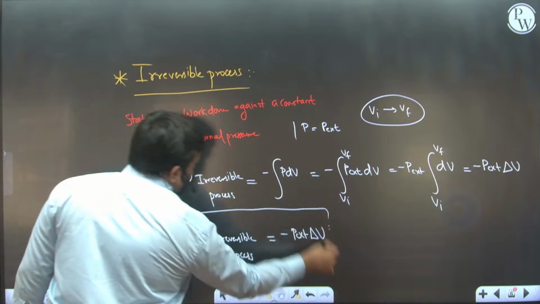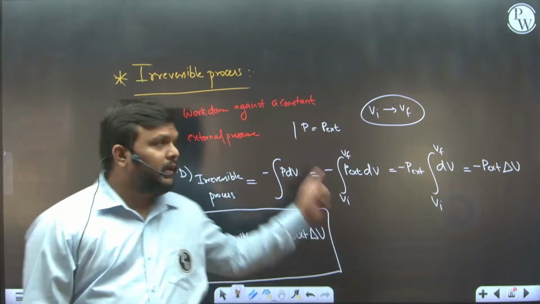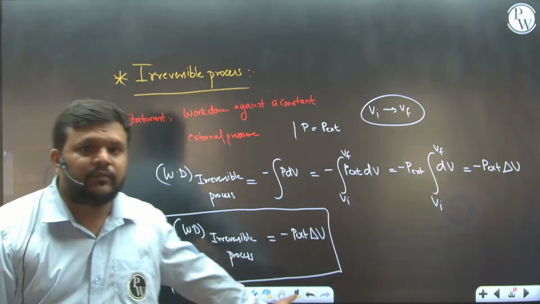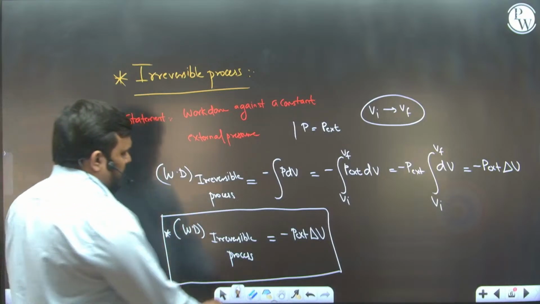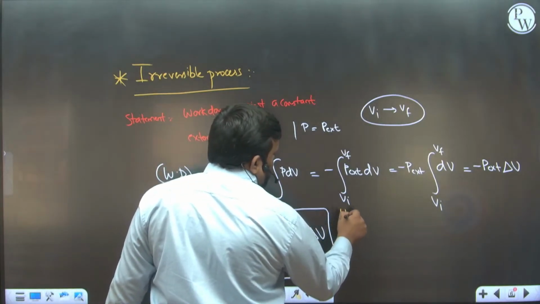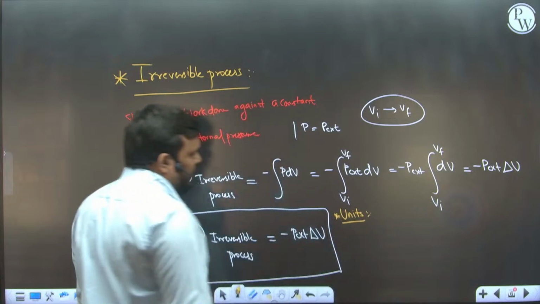For any process, whether it be adiabatic or isothermal, if it is written that it is work done against a constant external pressure, then the work done will be minus P external delta V. One more important point is about the units. You have to be very cautious over here.